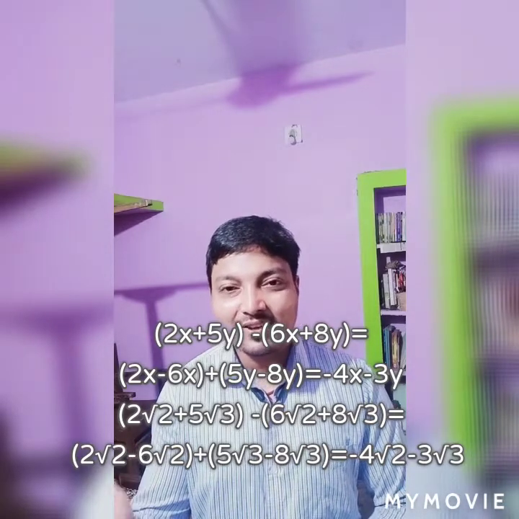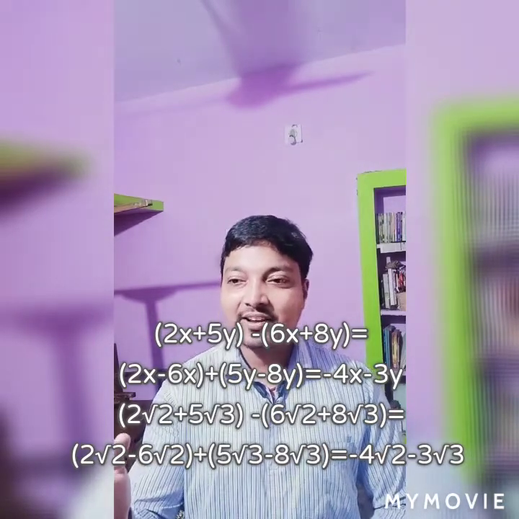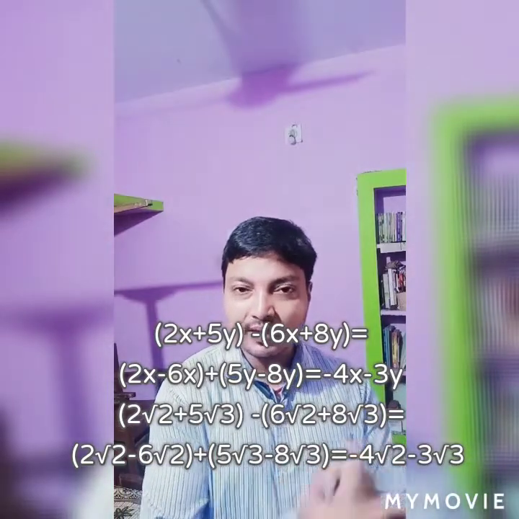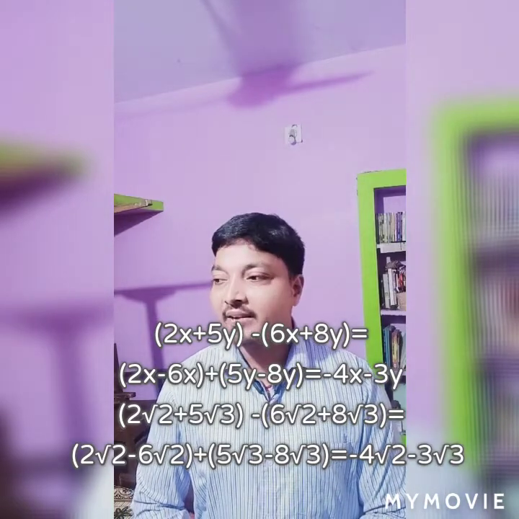The same thing will happen when we do the subtraction of irrational numbers. Here it is the combination of 2 root 2 plus 5 root 3 and minus 6 root 2 plus 8 root 3. On opening the bracket, it becomes 2 root 2 plus 5 root 3 minus 6 root 2 minus 8 root 3. Keep the like terms together: 2 root 2 minus 6 root 2, plus 5 root 3 minus 8 root 3. First, the difference of the two like terms is equal to minus 4 root 2.